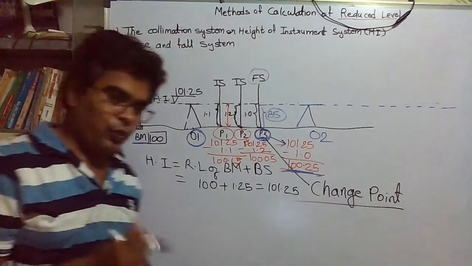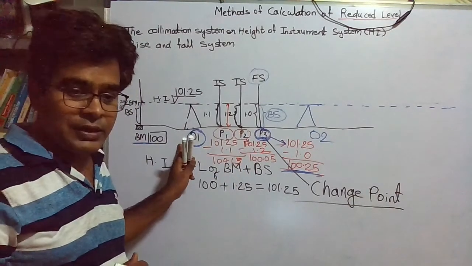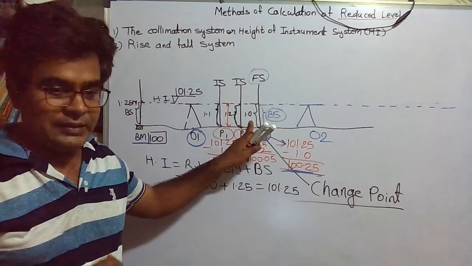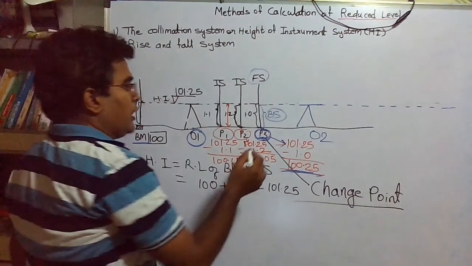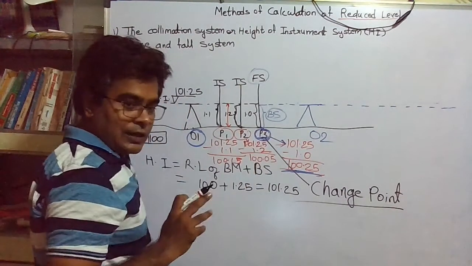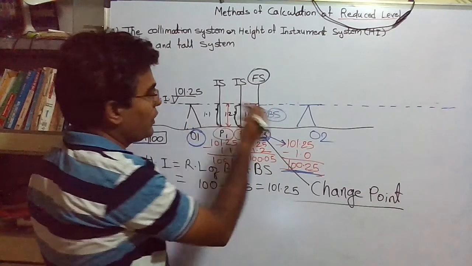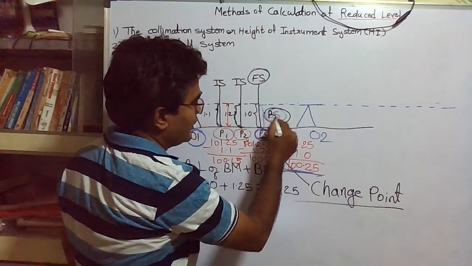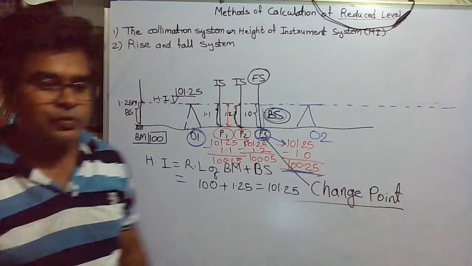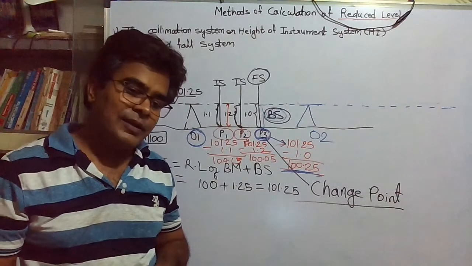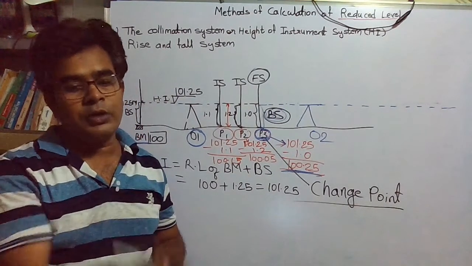Okay. Why is it called a change point? Because we have shifted the instrument after taking a reading at this staff, so it is called a change point. At the change point we take one reading as a foresight from the first setup of the instrument, and we will take the backside reading from the next setup of the instrument. So at a change point we take both backside and foresight readings: foresight from the previous setup and backside from the new setup.